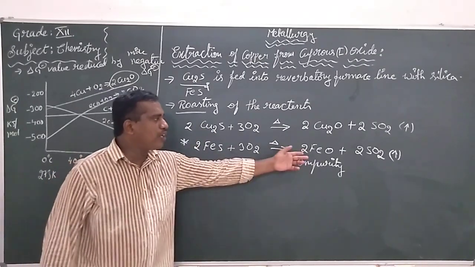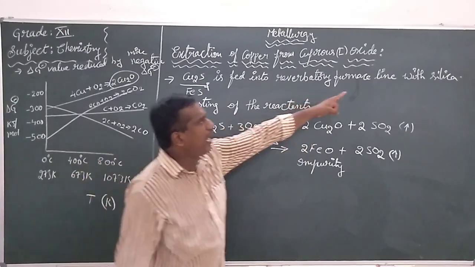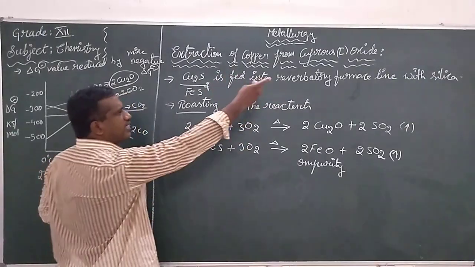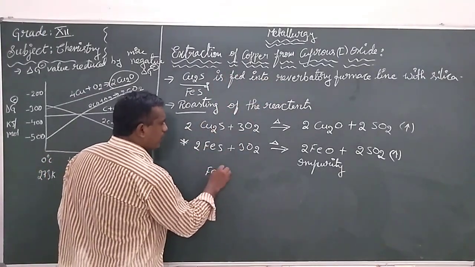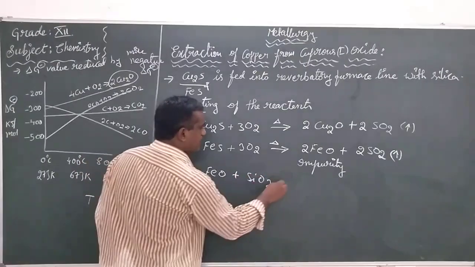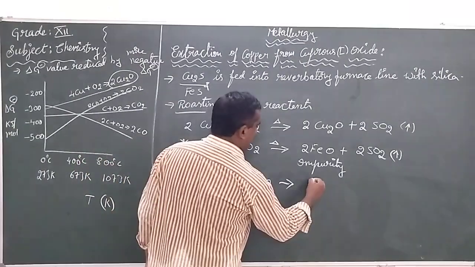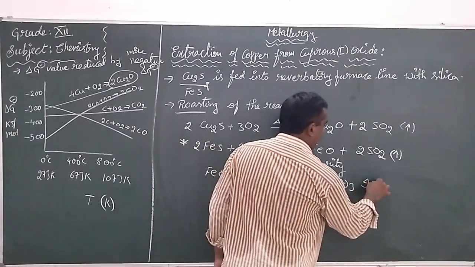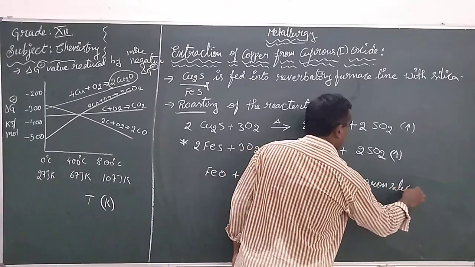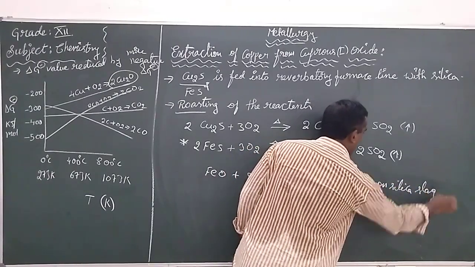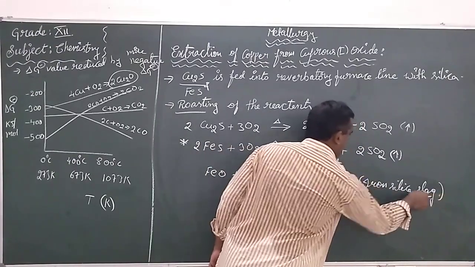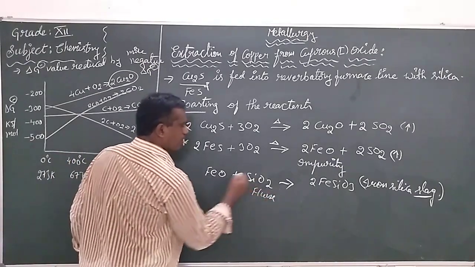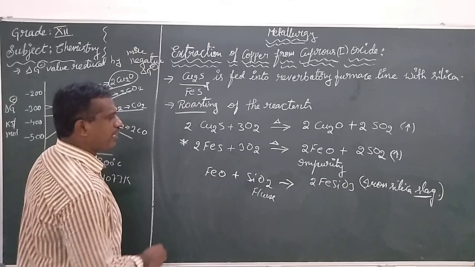FeO. In order to remove this FeO, we are adding the silica in the refractory furnace in excess. So this excess of silica will remove the iron oxide in the form of iron silicate slag. So we call this one a flux, silica flux we can call.